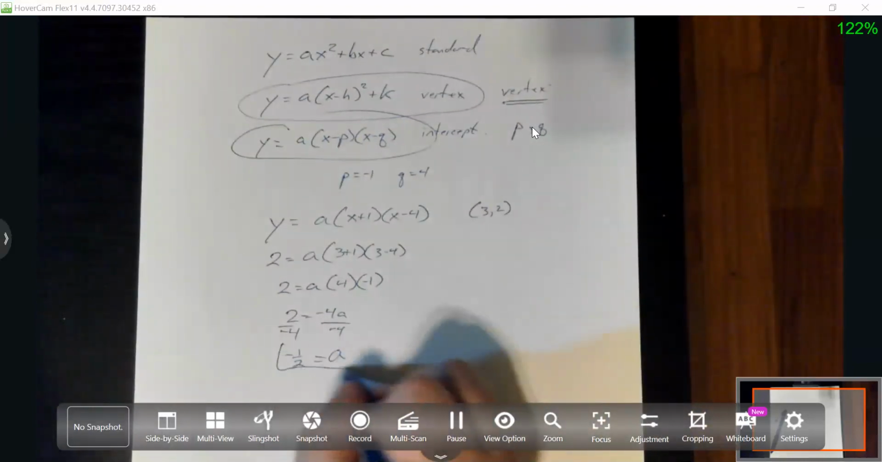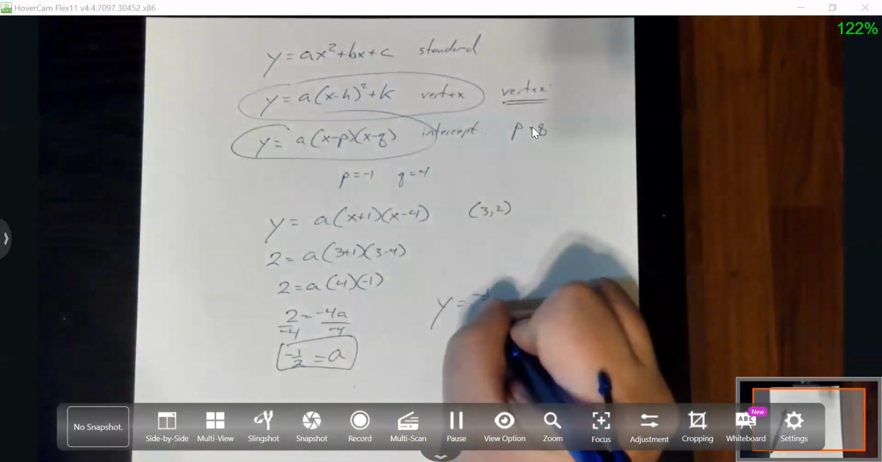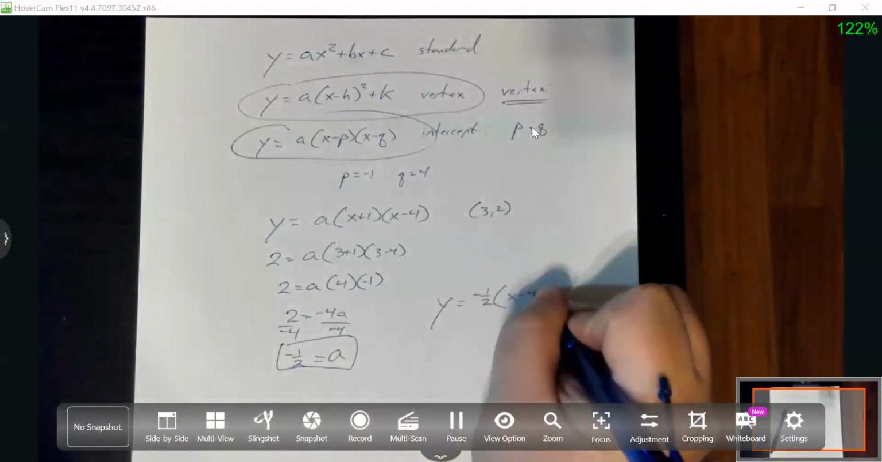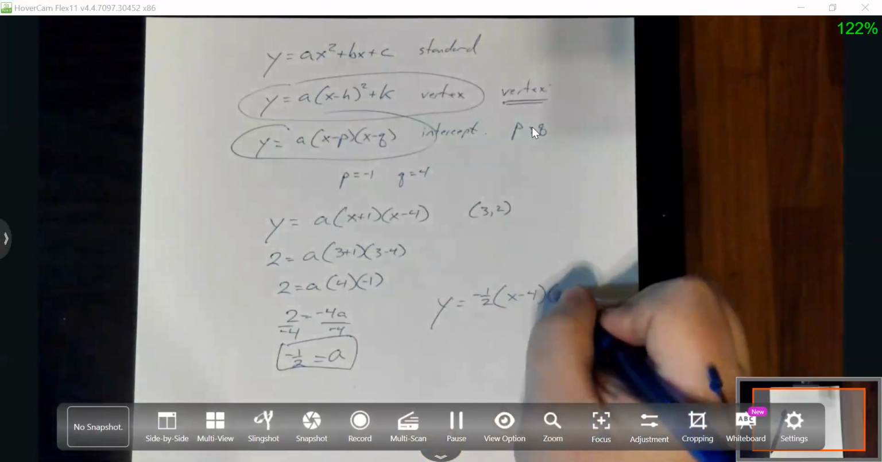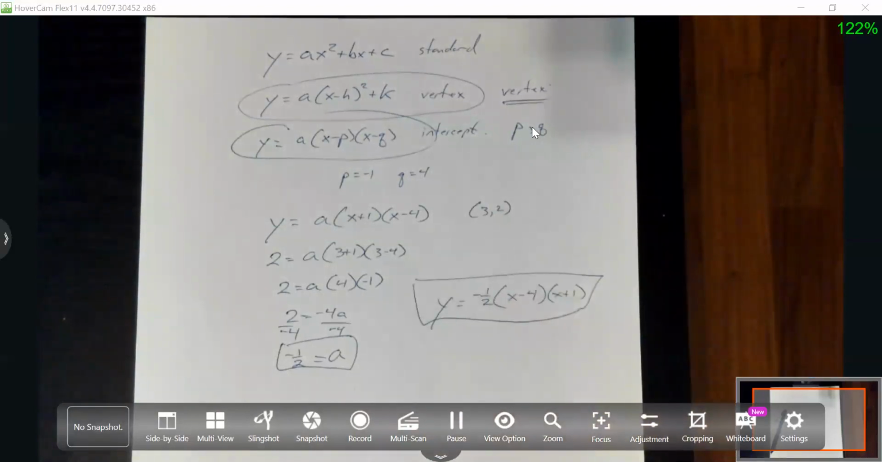That was a lot less work than the other one. I can plug it right back into this format and I get y equals negative 1/2 times (x minus 4) times (x plus 1). And I have an answer. That is an equation passing through those 3 points. So if you can recognize using the vertex or using the intercepts, it'll be a lot less work. If you can't, just go straight for standard form and it will give you the equation.